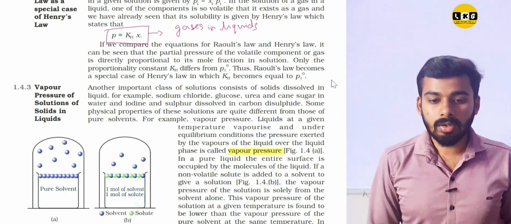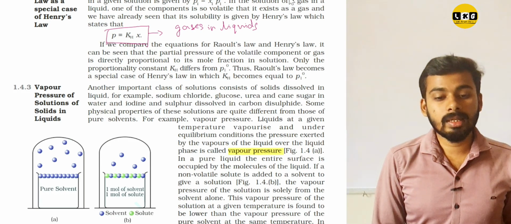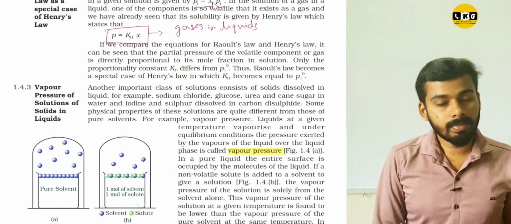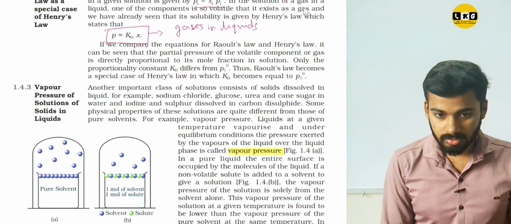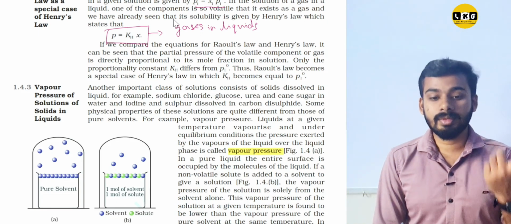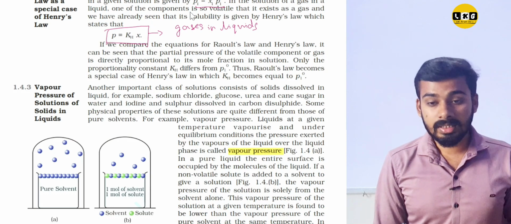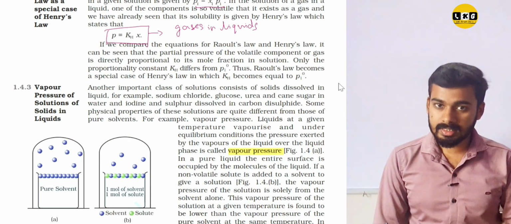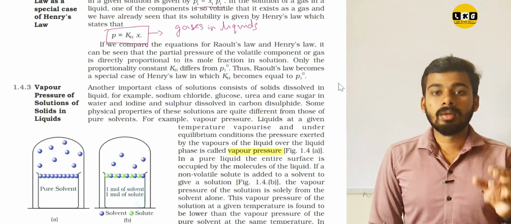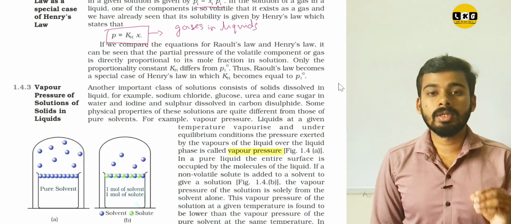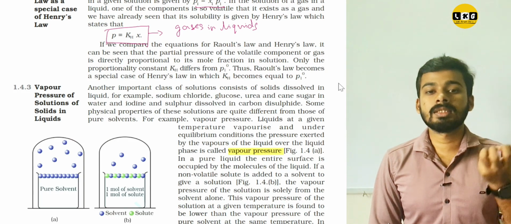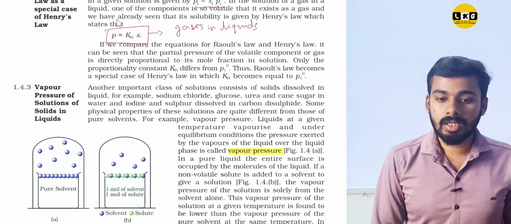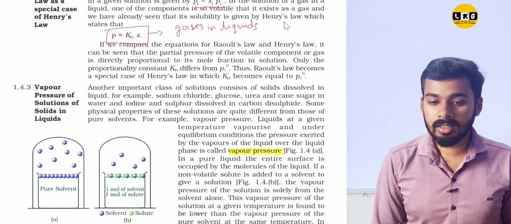According to Raoult's law, the vapor pressure of the volatile component is given as P1 is equal to x1 into P01. In the solution of a gas in a liquid, in case of Henry's law, one of the components is so volatile that it exists as a gas. In that case also there are volatile components, but one of the components is so much volatile that it exists in gaseous form, and another one will be in liquid form. So we have already seen that the solubility is given by Henry's law.